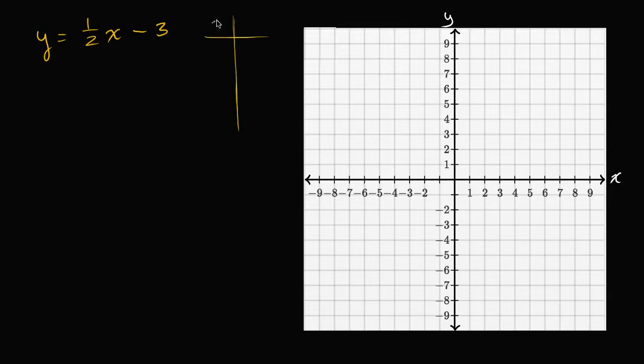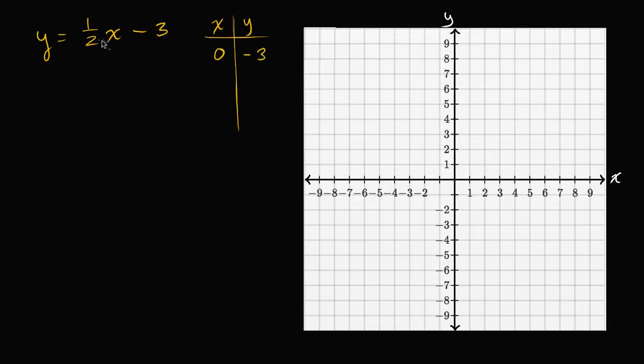So let's set up a little table here, x comma y. And then we could just try out a couple of x values here and then figure out what the corresponding y values are. And I'm going to pick x values where it's going to be fairly easy to calculate the y value. So let's say when x is equal to 0, then you're going to have 1/2 times 0 minus 3. Well, then y is going to be negative 3.